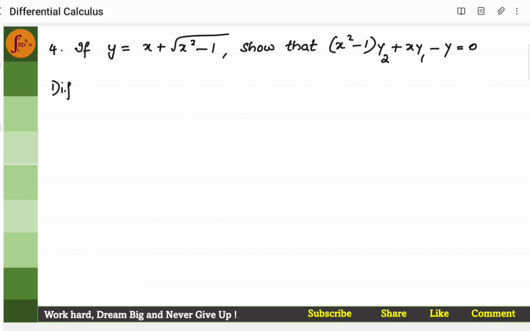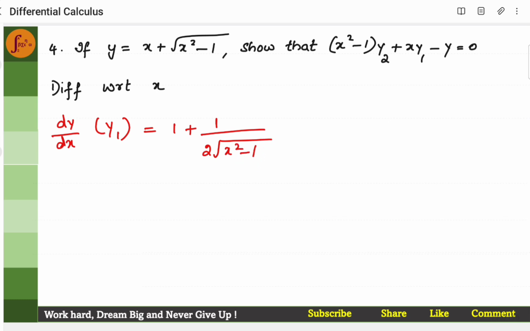So differentiate with respect to x. So we'll get dy by dx, or we can write it as y1, is equal to derivative of x is 1. Derivative of root is 1 by 2 root x square minus 1, because derivative of root x is 1 by 2 root x. So instead of x, I have x square minus 1.